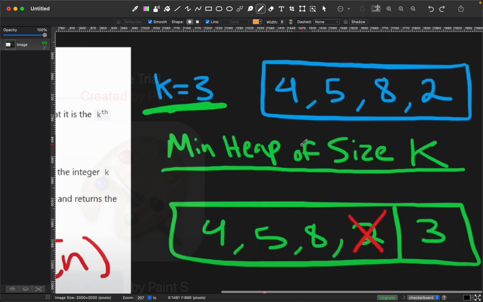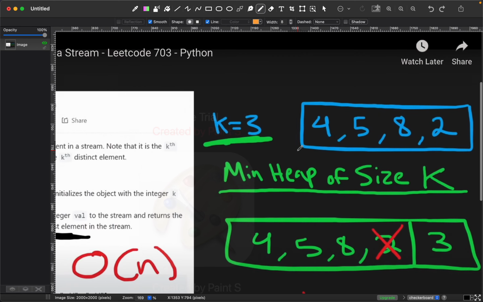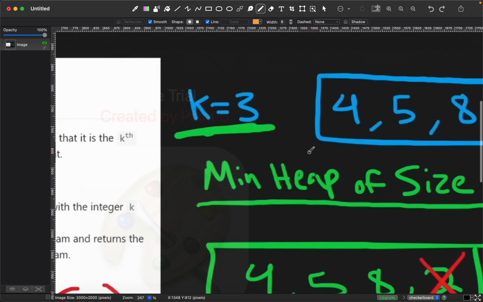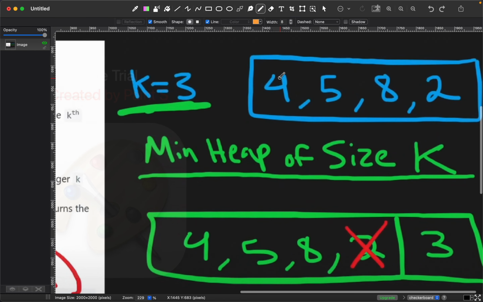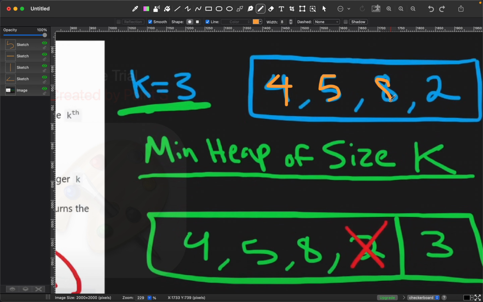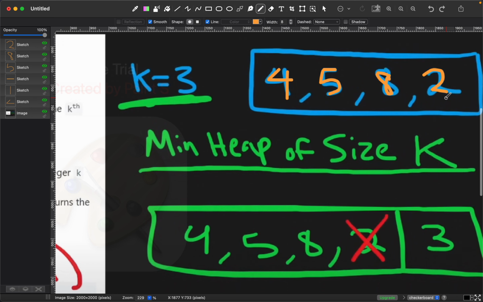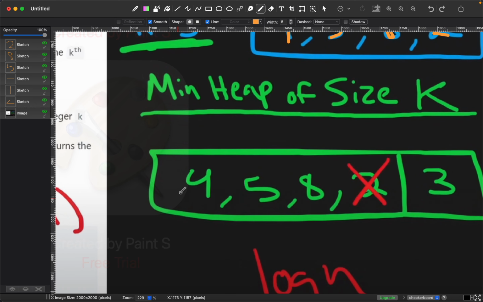We're given this bunch of numbers, so obviously we're going to add all of them in. So we've got 4, 5, 8, 2, and then obviously we're just going to add all of them in, the 4, the 5, the 8, the 2.